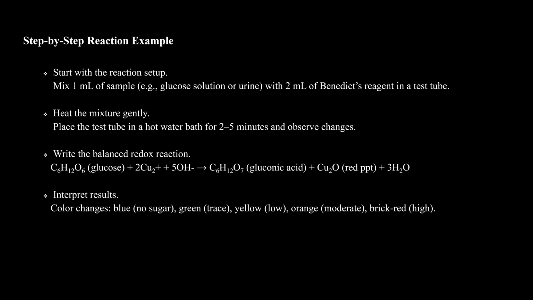A step-by-step reaction procedure. Mix 1 ml of sample, glucose solution or urine. Heat the mixture for 2 minutes. Observe the change in color. Glucose reduces the reagent, and a red precipitate is formed. Interpret the result by color range: blue means no sugar, green means trace, yellow low, orange moderate, brick red high.